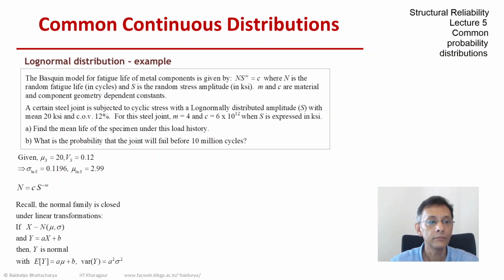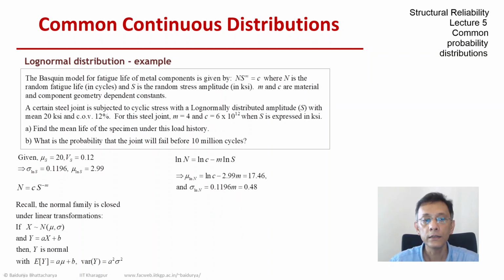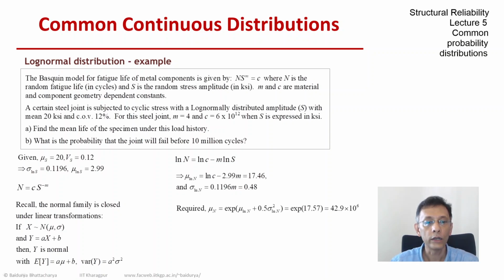If we take log on both sides, it becomes clear that log of n is log of c minus m times log of s, and c and m are constants. So we can find the mean and standard deviation of log n in terms of c, m, and the mean and standard deviation of log s, and here are the values. And once we have the mean and standard deviation of log of n, we can find the corresponding values for n, and that's exactly what we do next.